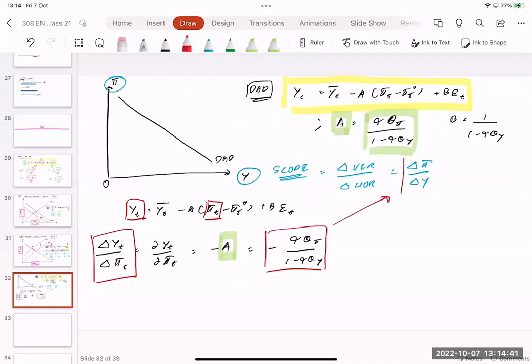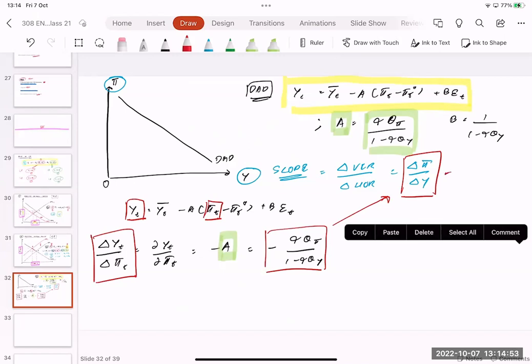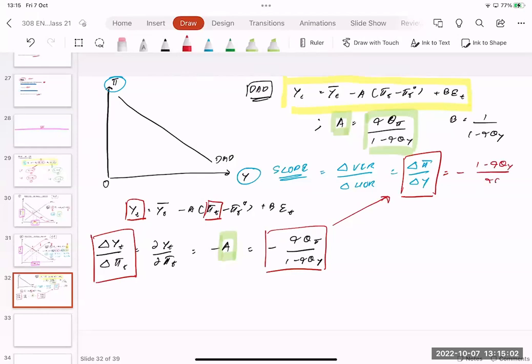However, what I want is delta pi over delta y. So I can flip it. Here you have delta y over delta pi, however the slope is delta pi over delta y, so I can simply flip it. I get minus (1 minus alpha theta y) over alpha theta pi. That's it. This is the slope of the DAD curve. Got it? And as you can see, the DAD curve has a negative slope. It's going down to the right, and it has a minus in front of it.